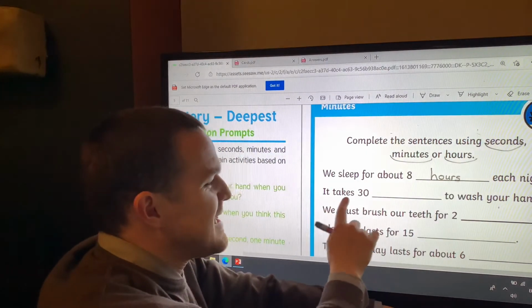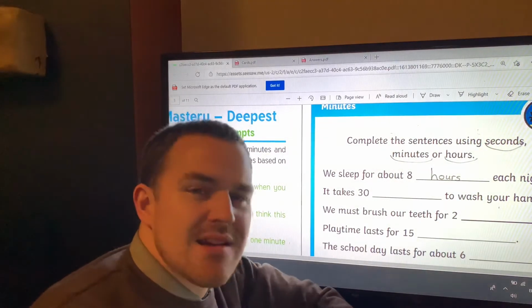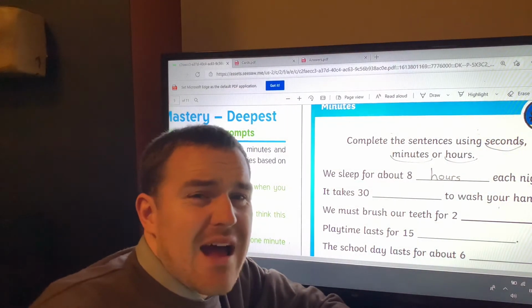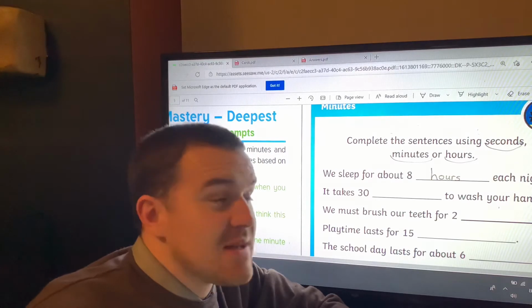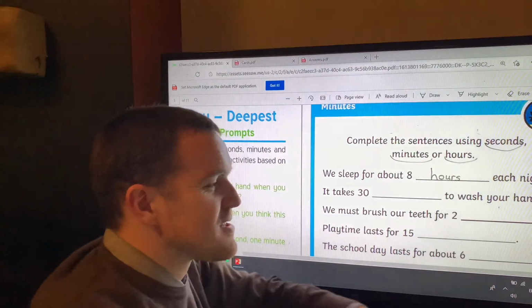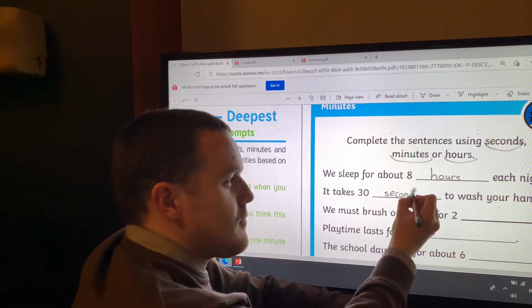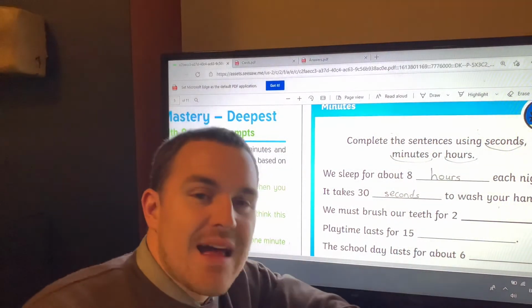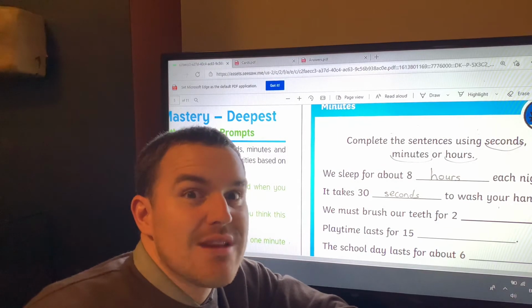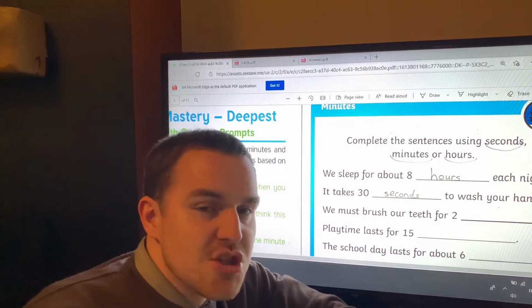each night. It takes 30 something to wash your hands. You're not going to wash your hands for half an hour, are you? That'll be a big waste of time. 30 seconds to wash your hands, okay? So have a go of that. Try and complete the challenges and try and get good at estimating things. I'm sure you'll get better as you go along, okay?